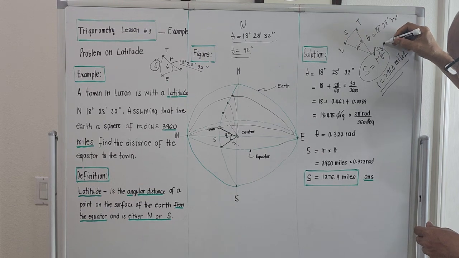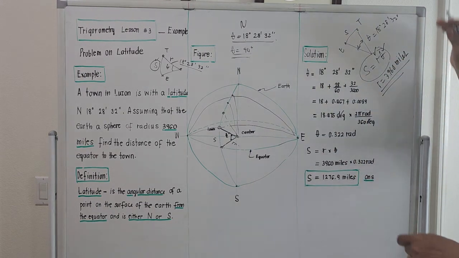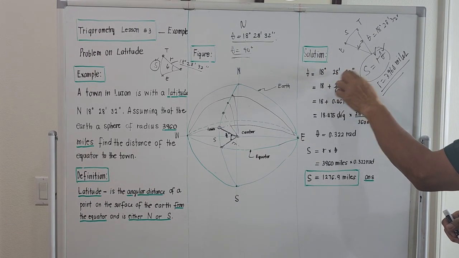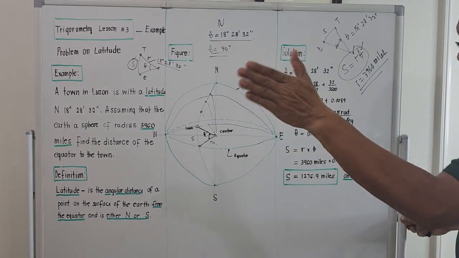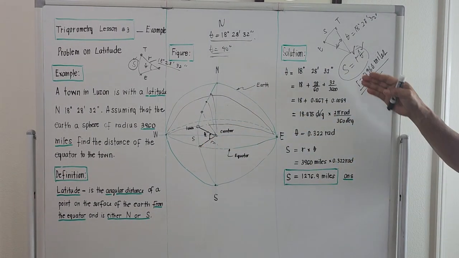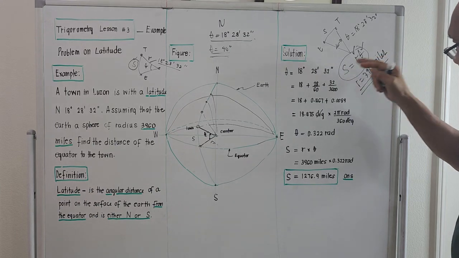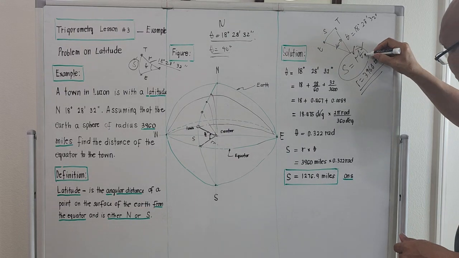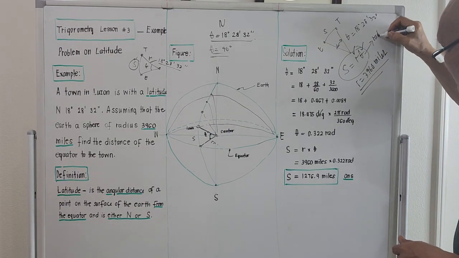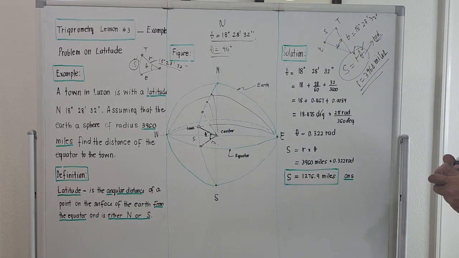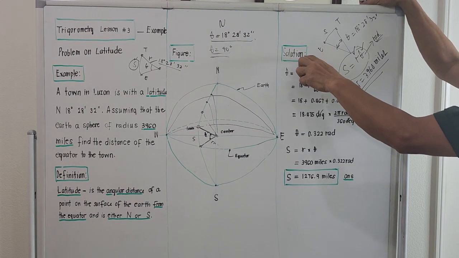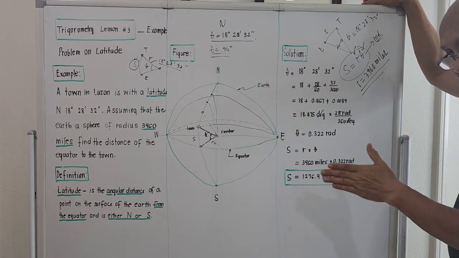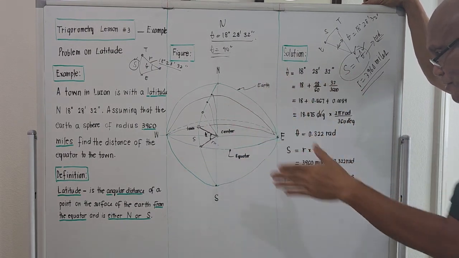We are given theta. Theta is actually the given latitude, 18 degrees, 28 minutes, 32 seconds. Let's now try to compute for the value of S. But before we could compute for the value of S, we must convert this theta to radians, because in this formula, theta should be in radians. But there is a little problem because this is degrees, minutes, and seconds. To convert it to radians, we add up some parts.